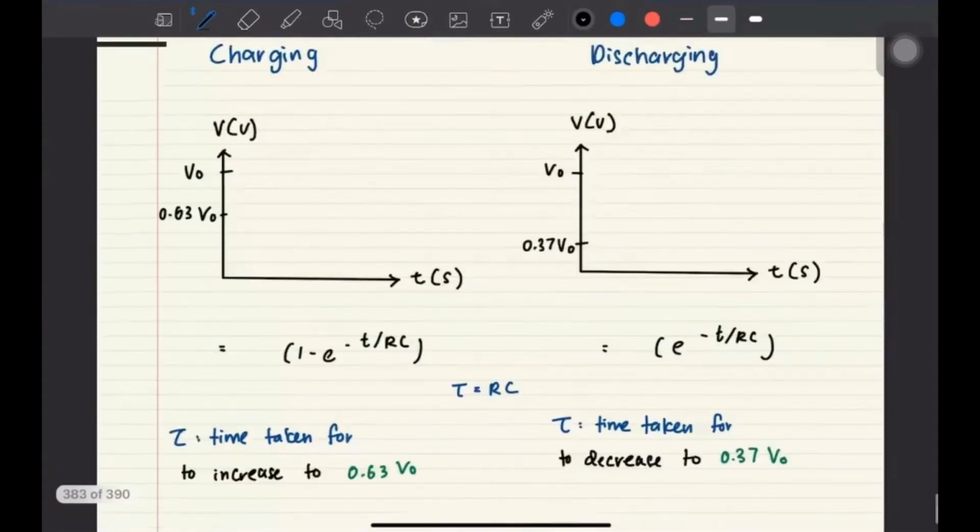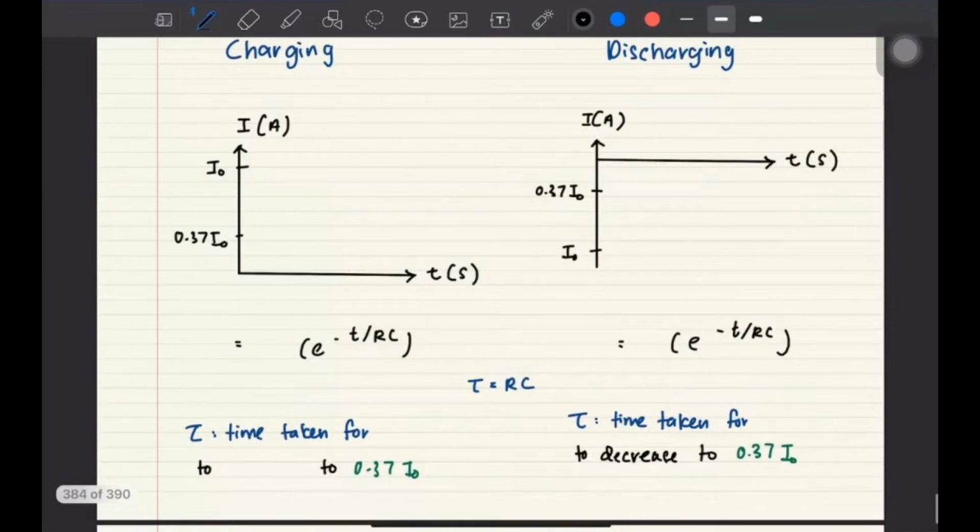Okay, for your current, as I said just now, initially, because current depends on change of charge, initially there is a lot of change. So initially your current is at maximum. After that the current decreases, eventually it becomes zero. So the charge no longer moves. It's kind of opposite, between current and charge.